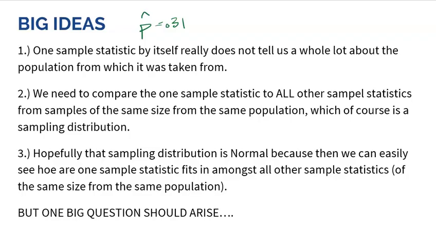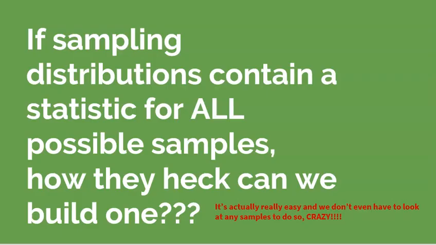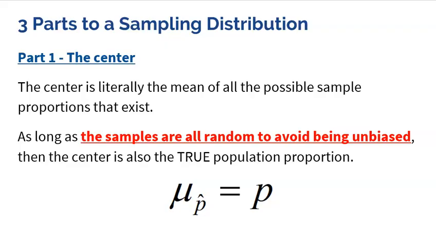But there's one big question that I'm hoping maybe you're thinking, one big question that should arise. If a sampling distribution contains a statistic for all possible samples, how the heck can we build one? There's millions upon millions of samples out there, especially with large populations. How the heck are we supposed to look at every single sample? It's impossible. Well, it's actually really easy to do. And the crazy thing is, we don't even have to look at any samples to do so. So let's jump right into it.